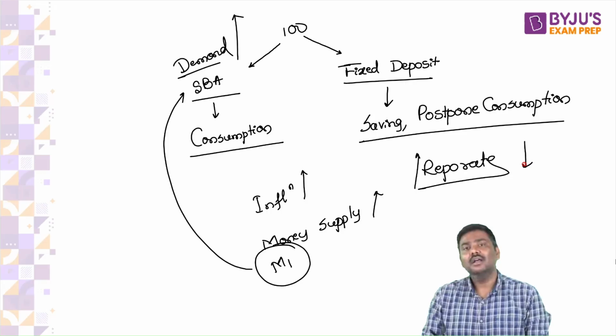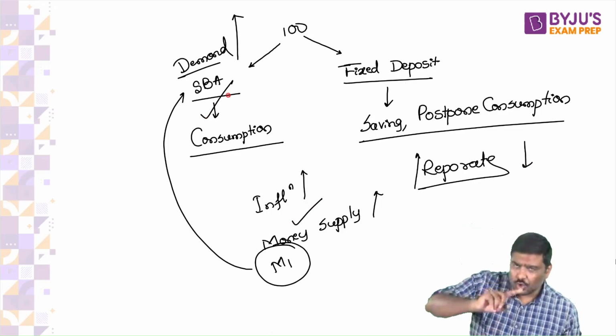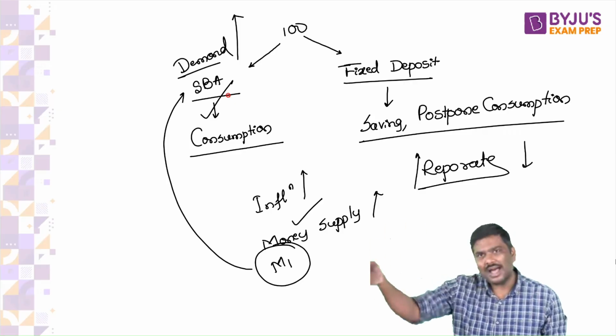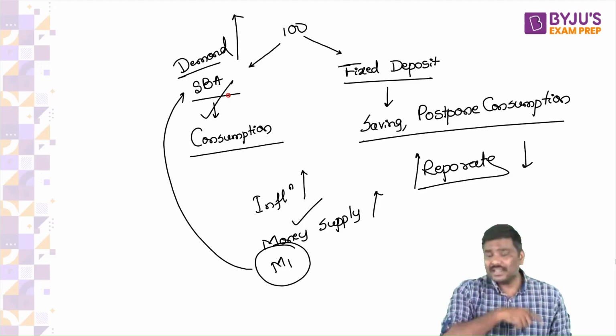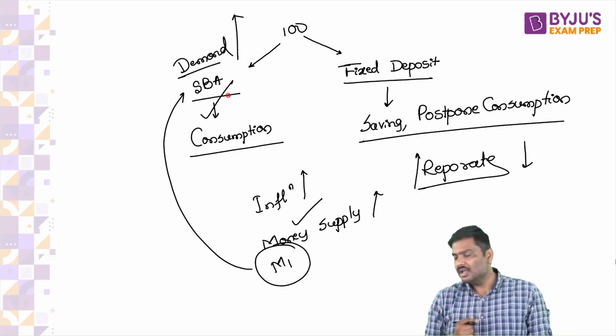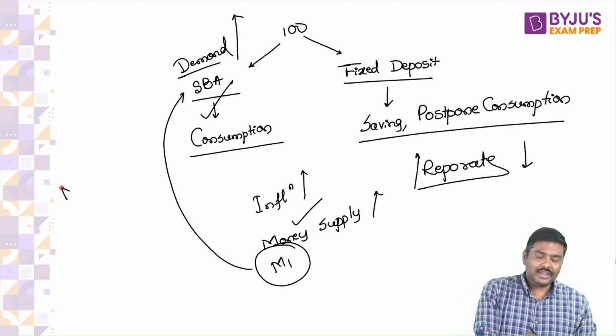Any problem in understanding this? If you reduce the repo rate, the money supply is already very high. People are showing an intention to consume more. Are you not increasing money supply further? Will it not cause inflation? Of course, yes.